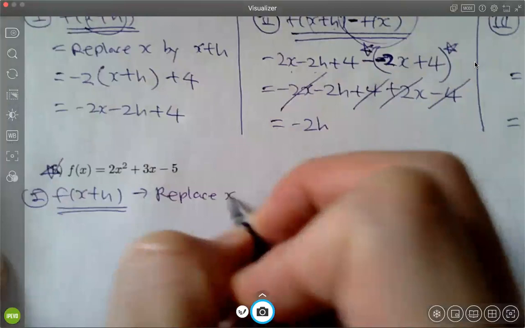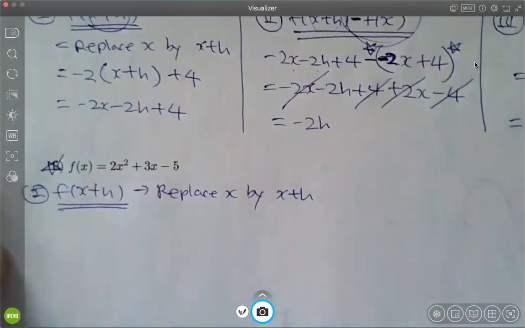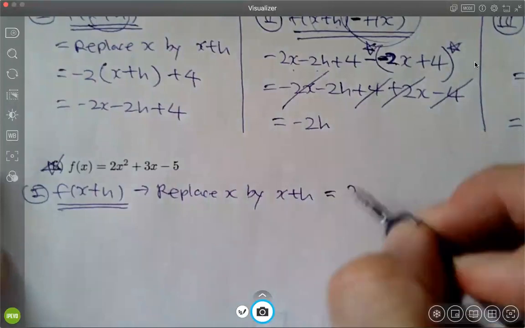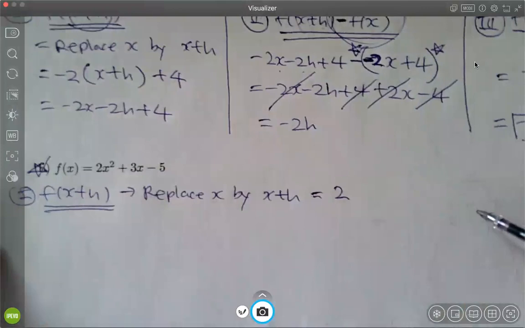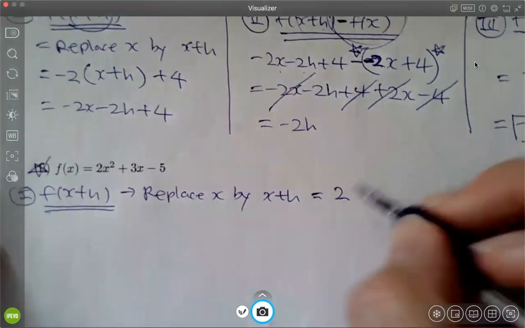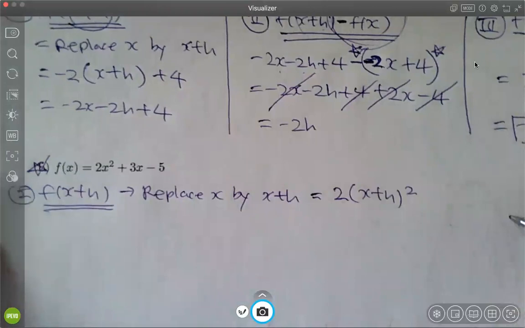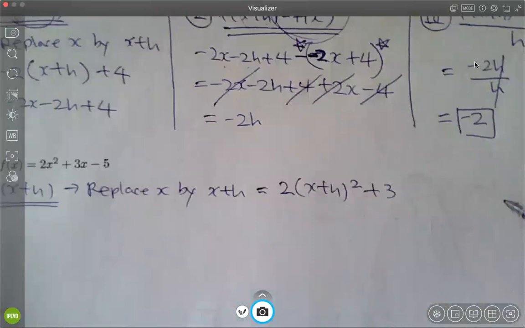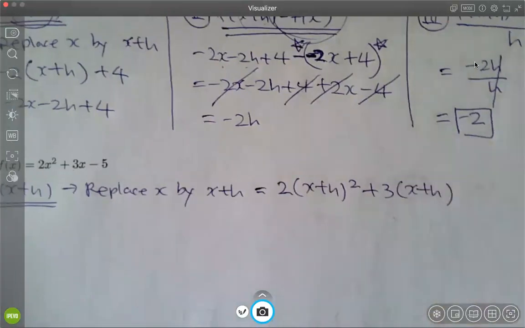Replace x by x plus h. So what does it mean? 2 stays the same. And then instead of x squared, what needs to be squared? X plus h, right? And then plus 3 stays the same. And then instead of x, what do you have? Times x plus h, right? And then minus 5 in the back, right?